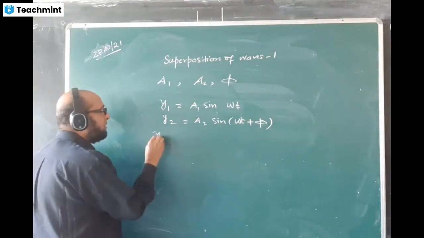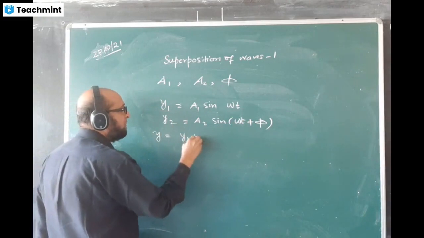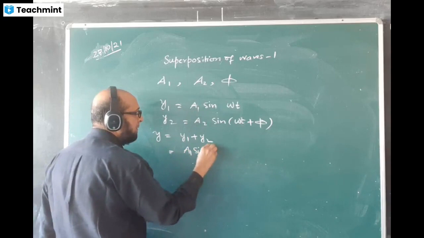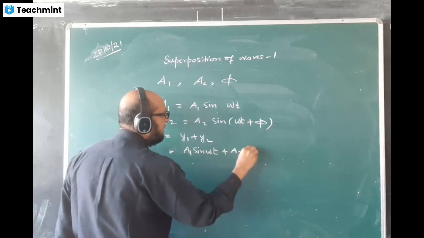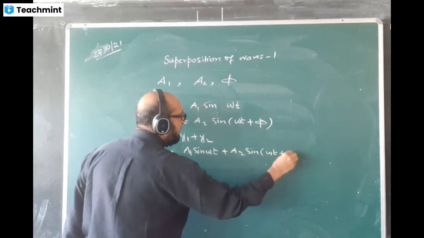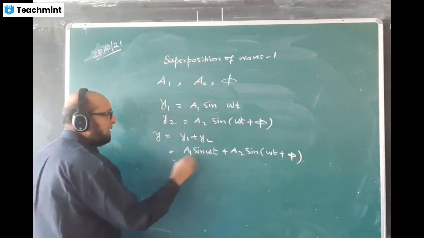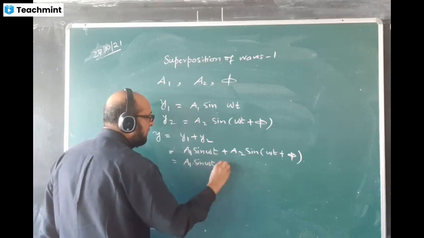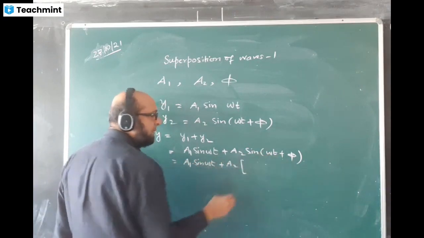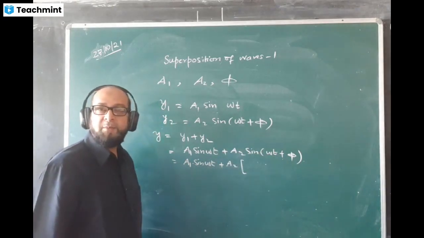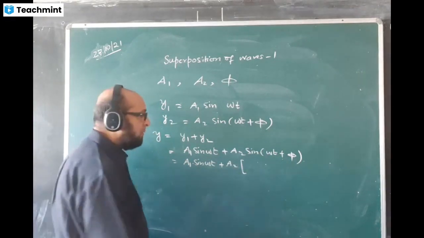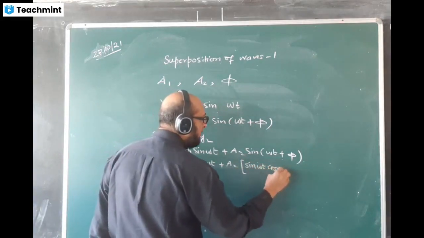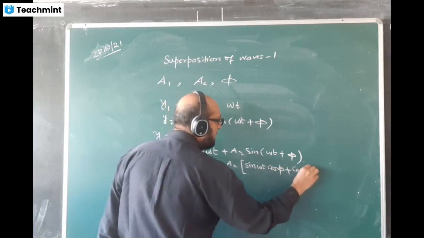What is the principle of superposition? Y is equal to simple addition of these two, y1 plus y2. Add them. This will become A1 sine omega t plus A2 sine omega t plus phi. I'll apply the formula of sin A plus B. Write here A1 sin omega t as it is, and now I'll expand using the formula of compound angle. Do you know the formula of sin A plus B from trigonometry? Sin A cos B plus cos A sin B.